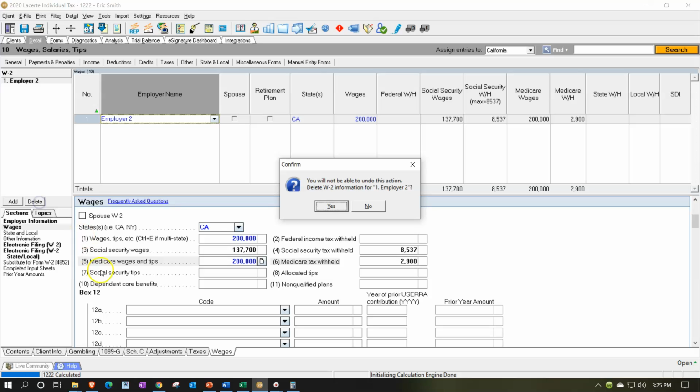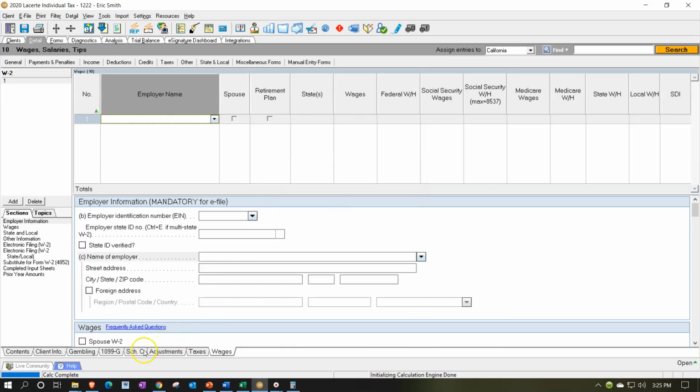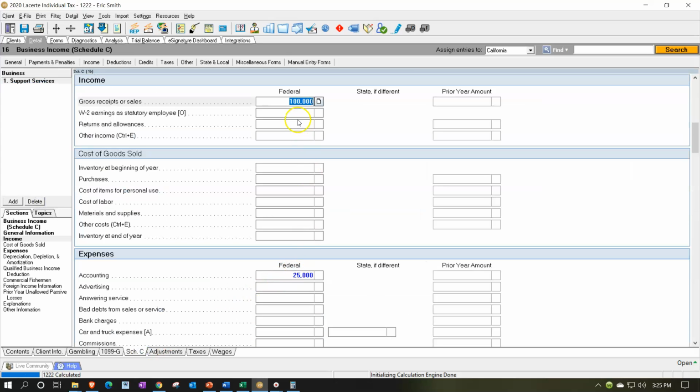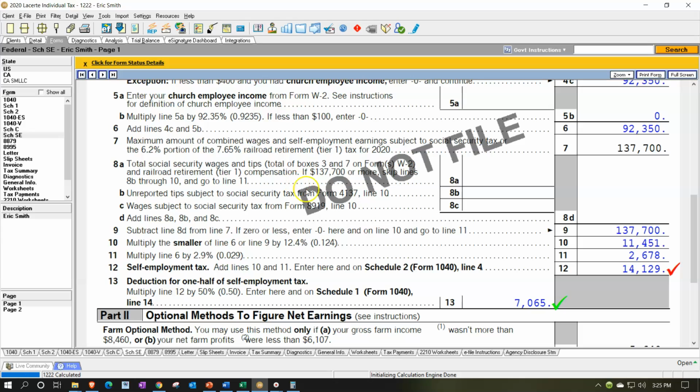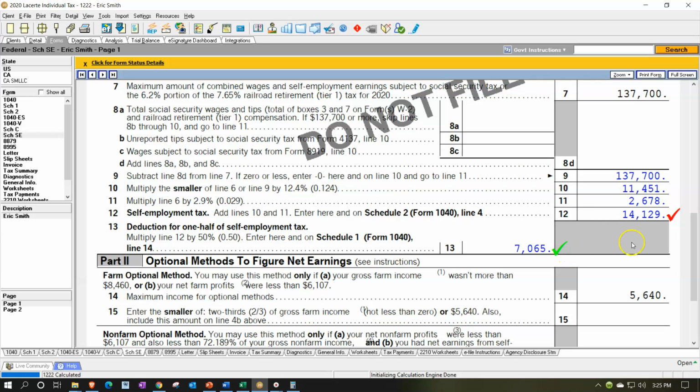Okay, so let's remove this one. I'm going to delete this. I'm going to go back to the Schedule C, and let's make the income 125,000. So we have 100,000 Schedule C income. Then I'm going to say Forms. And now there's a little bit of a twist that happened this year because of some of the deferrals on the payments. So here we're back to our normal calculation, our self-employment tax of that 14,125.